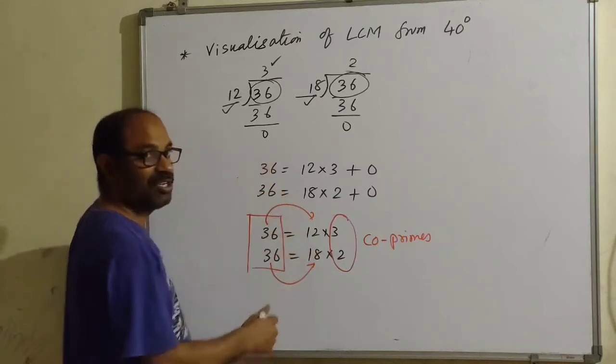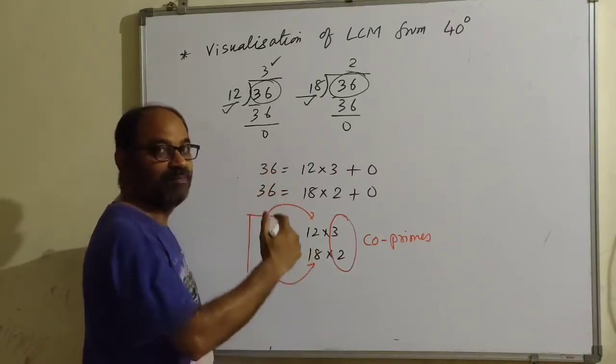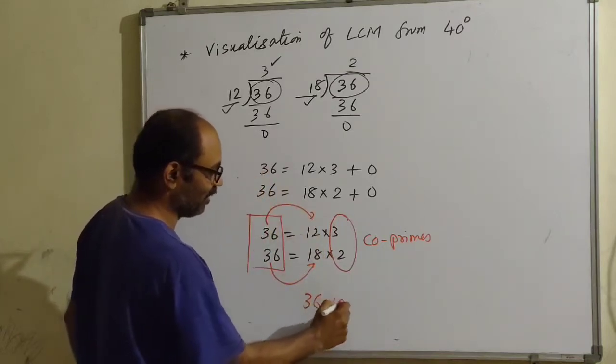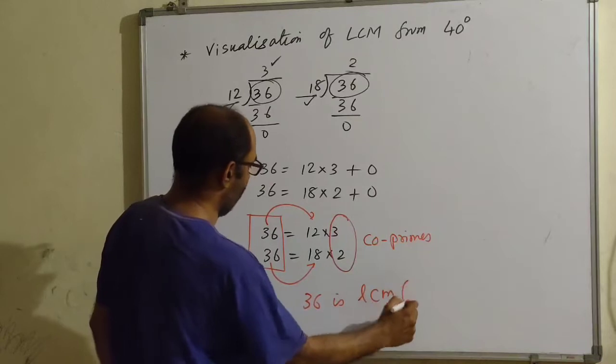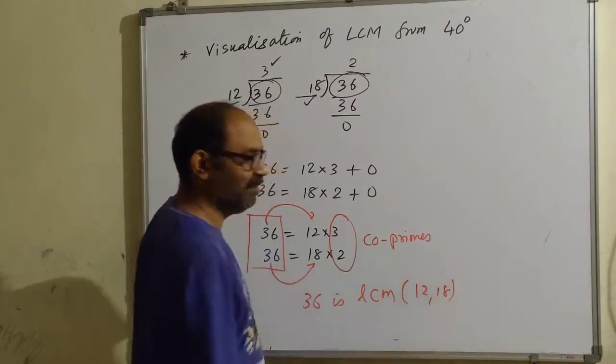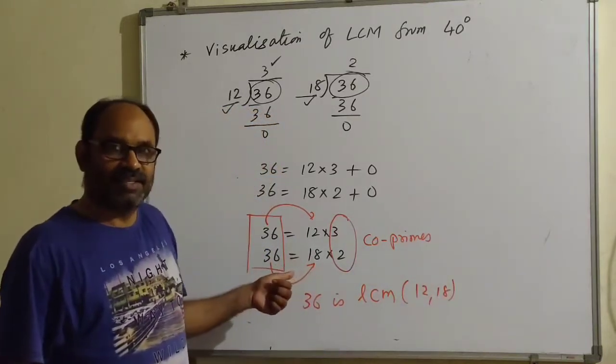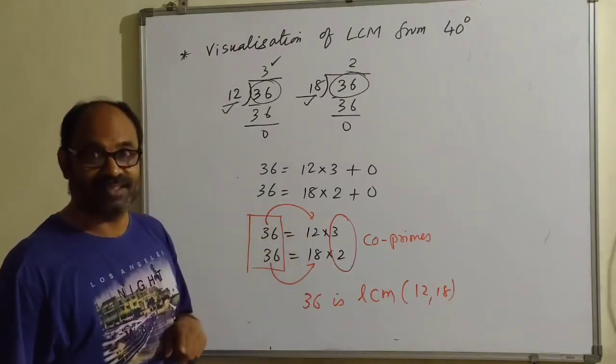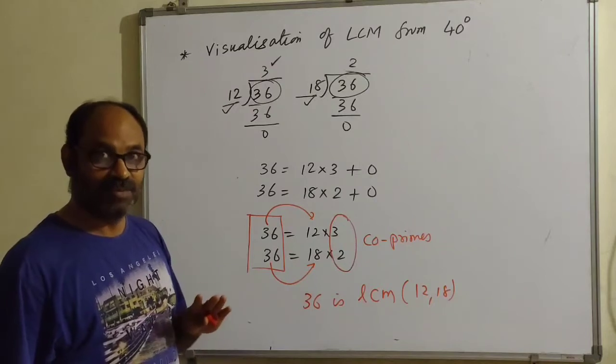So from this situation, from this picture, from this condition, what you can say? 36 is LCM of 12 and 18. In these circumstances you can call 36 the LCM of 12 and 18. Correct? Did you observe that?